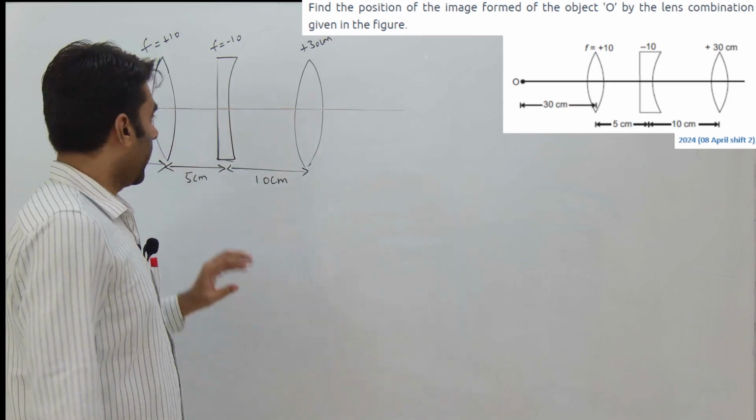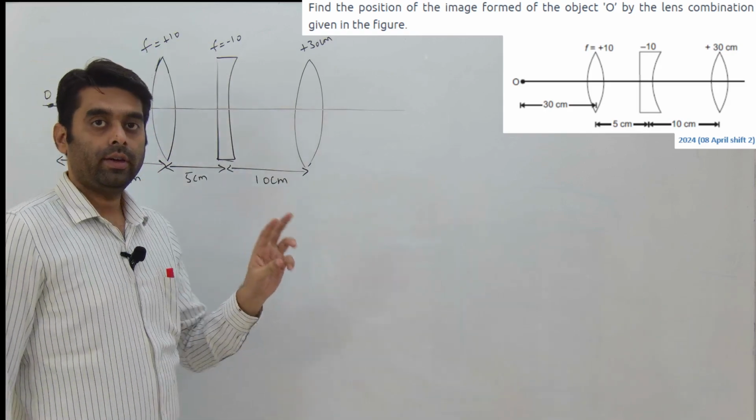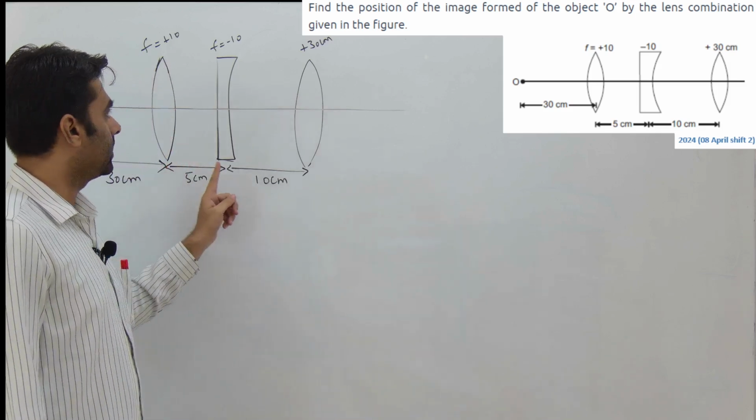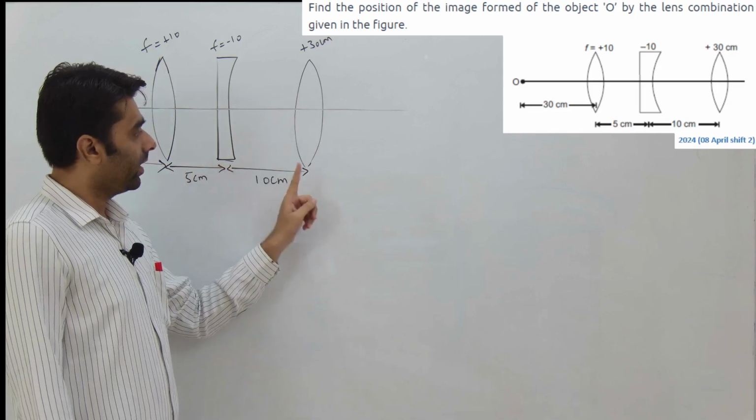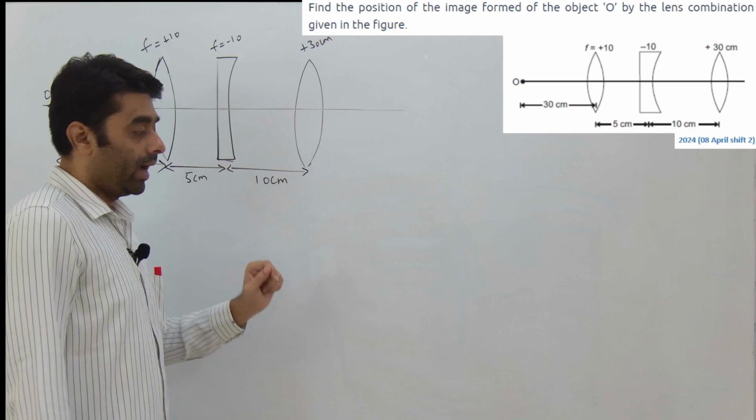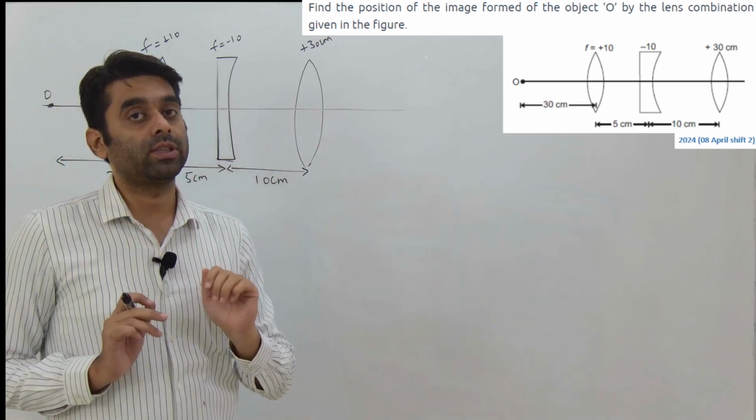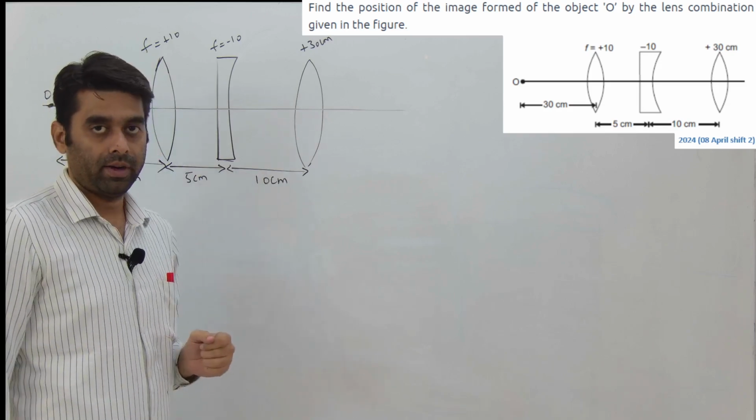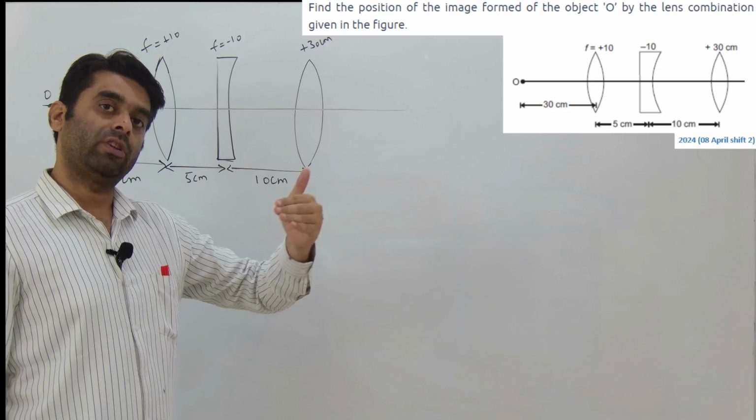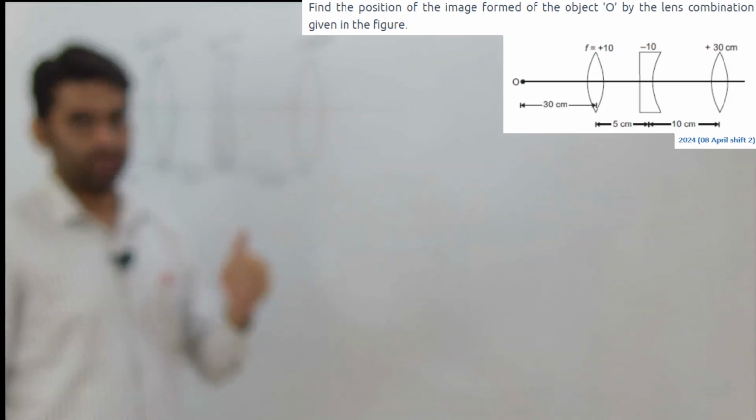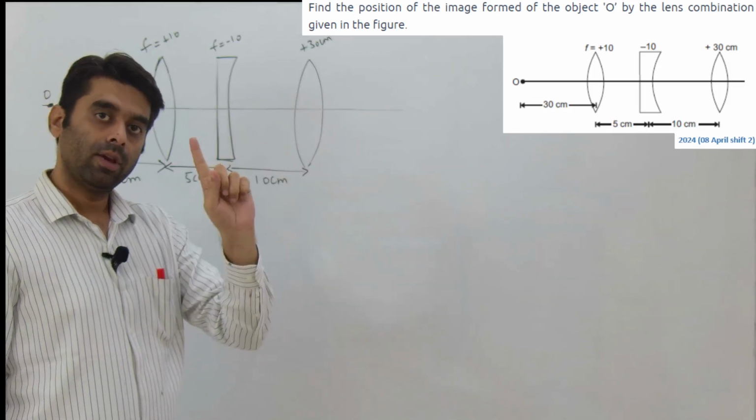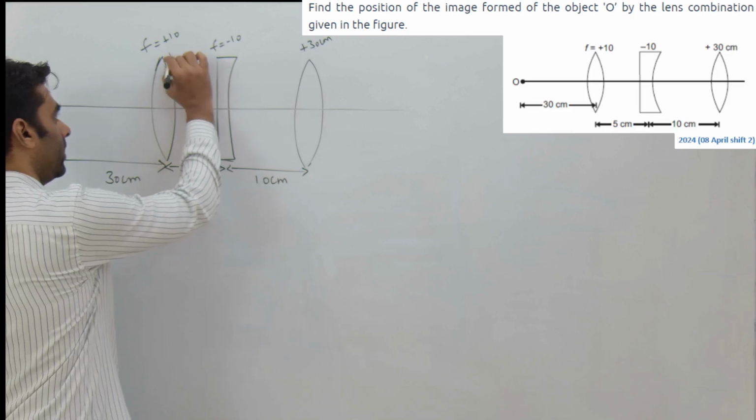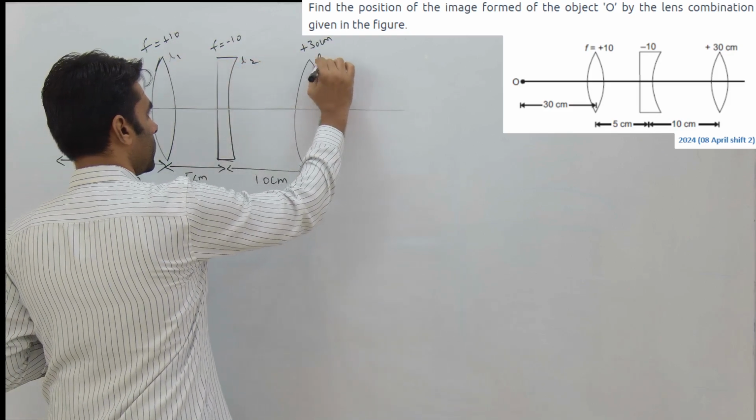As you can notice over here, there are three lenses: a convex lens, a plano-concave lens, and again a convex lens. They are not placed close to each other. They are placed at certain separations, 5 centimeter, 10 centimeter. So how to deal with it? It's a question of multiple refractions through lenses. We will go one by one. Let's call this lens 1, this is lens 2, this is lens 3.